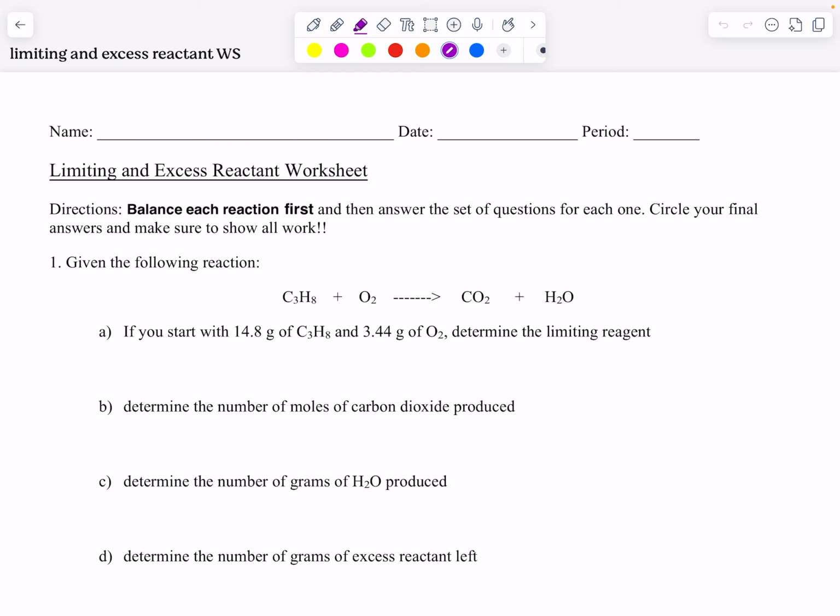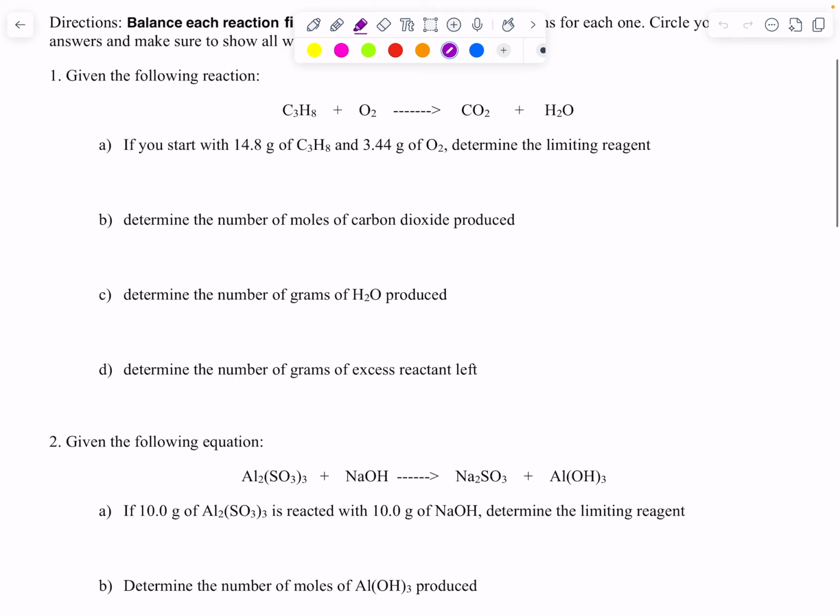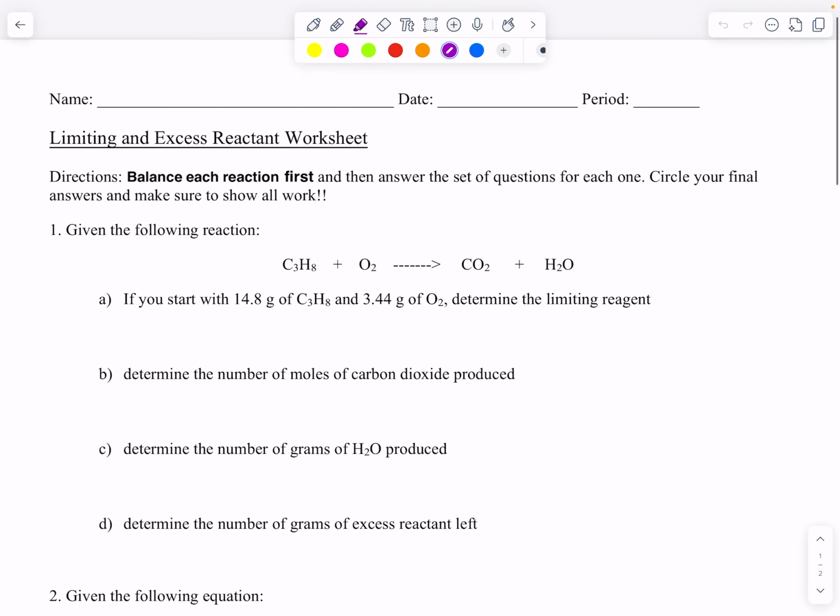I'm making this video obviously for the students who received the limiting and excess reactant worksheet yesterday in class. Not yesterday, Friday in class. My even kids will get this worksheet tomorrow. So hopefully I help you. I'm going to do one problem with you. So we'll do parts A, B, C, and D, and then hopefully this will be a refresher and you can do the other problems on your own.